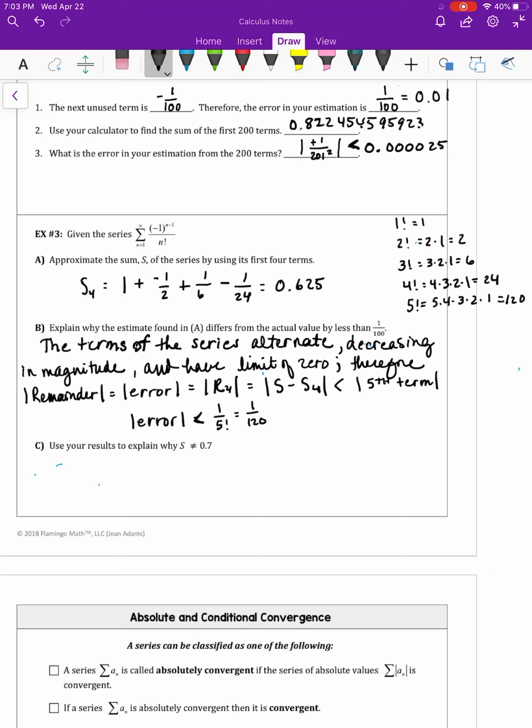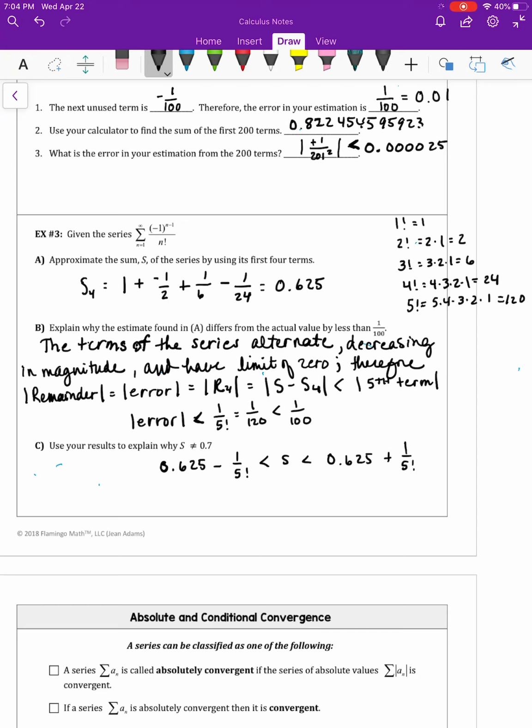And so our absolute value of error is less than 1 over 5 factorial. And if you did 1 over 5 factorial, 5 factorial is going to be 5 times 4 times 3 times 2 times 1, so that's going to be 120. So that's 1 over 120. You can see that is going to be less than 1 over 100th. So now you've just proved that your error is less than 1/100th.